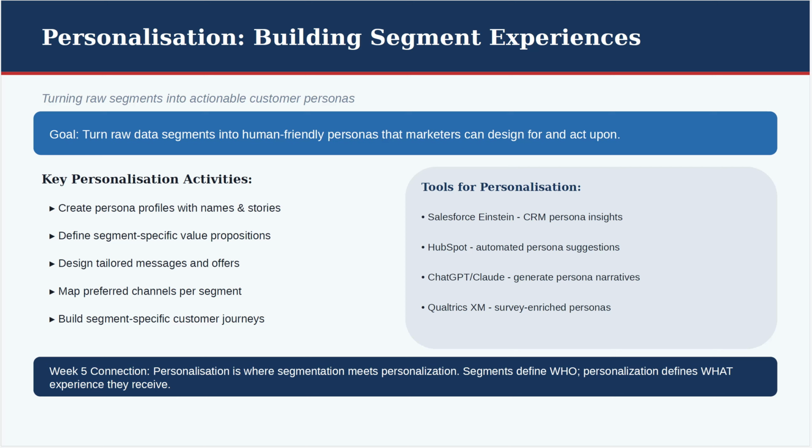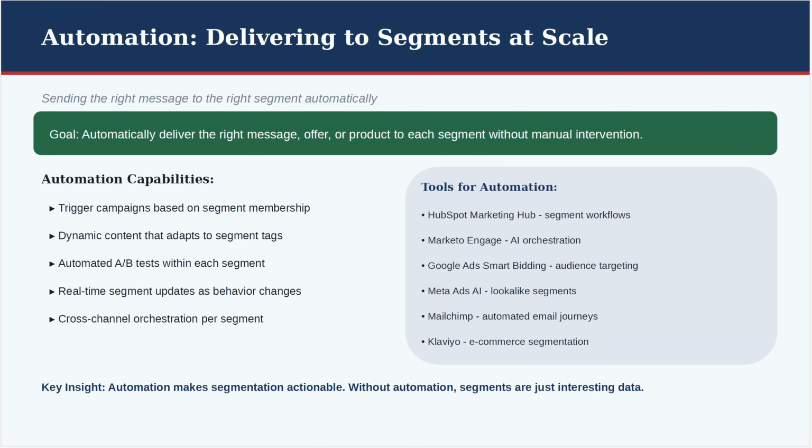Some great tools are Salesforce Einstein, which is CRM persona insight. We have HubSpot, which is automated persona suggestion. We have ChatGPT, Claude, which generates persona narratives. Then we have Qualtrics, which is survey enriched personas. So week 5 connects to personalization, and this week as well. Okay.